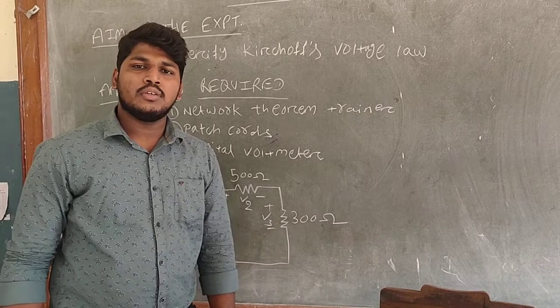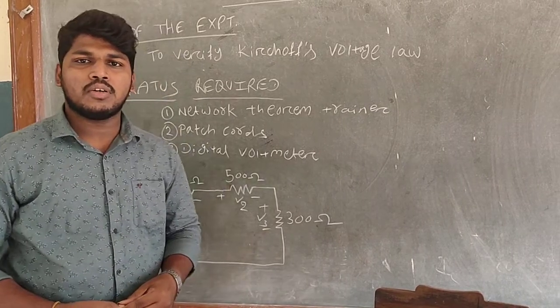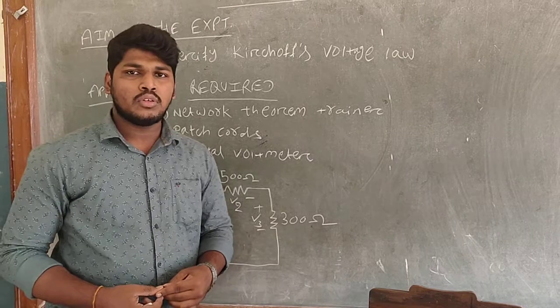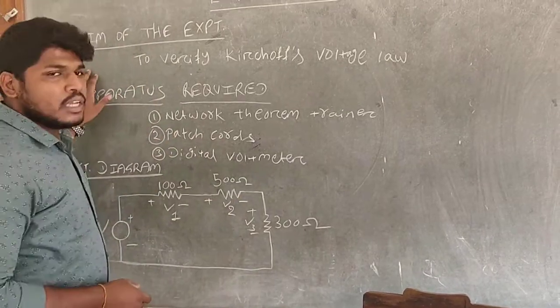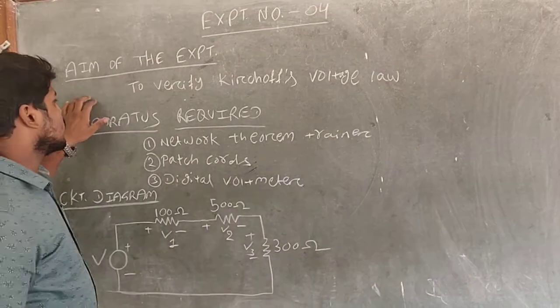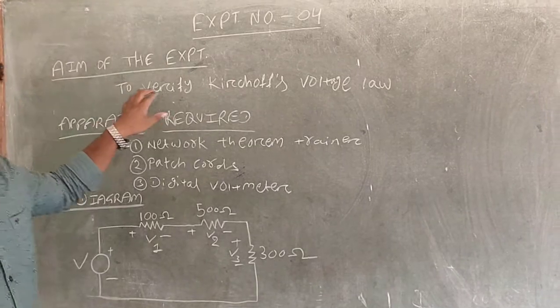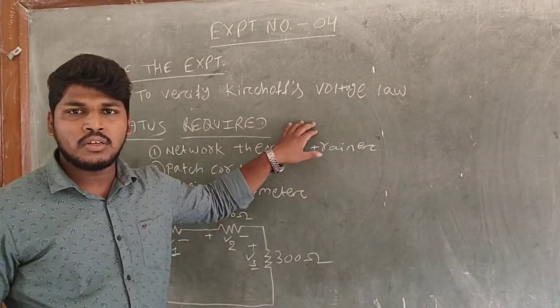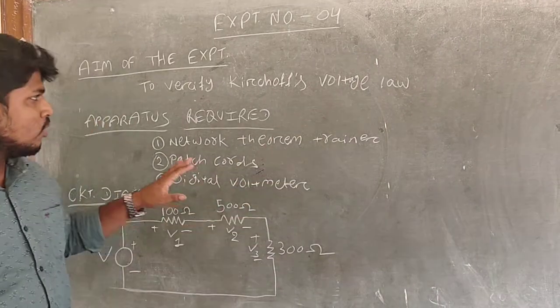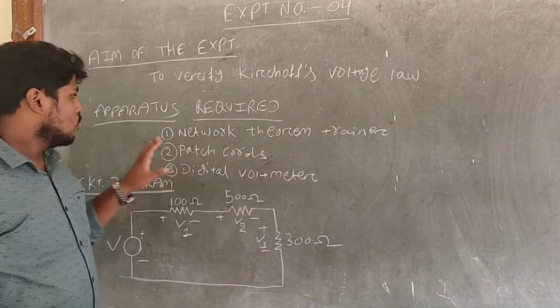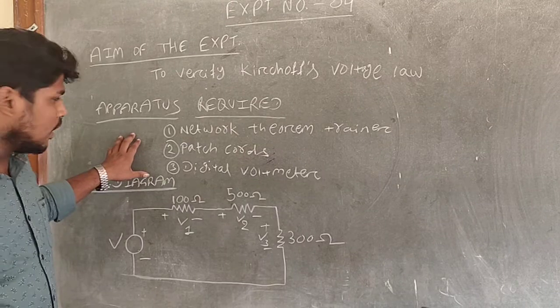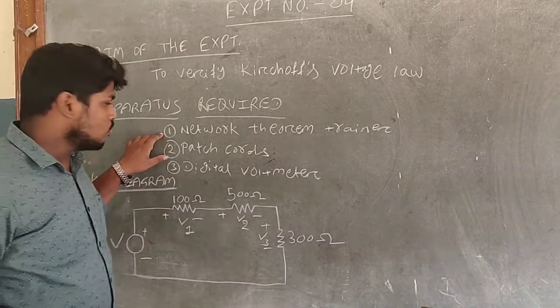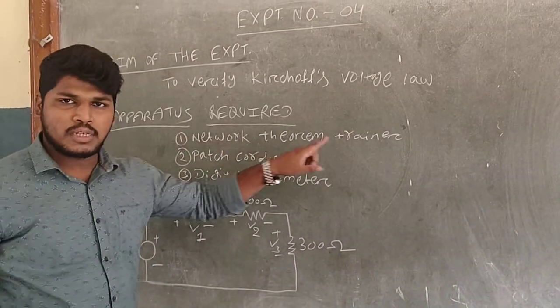Students, today we will do the fourth experiment of your CNT lab. First of all, we should know the aim of the experiment. The aim of the experiment is to verify Kirchhoff's voltage law, or you can say, to verify the KVL. To verify this law, the apparatus required is, first, a network theorem trainer.